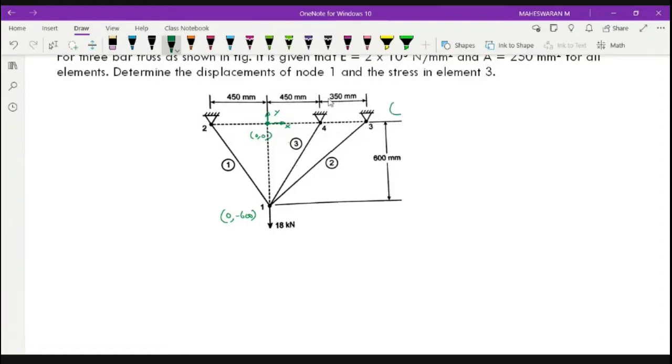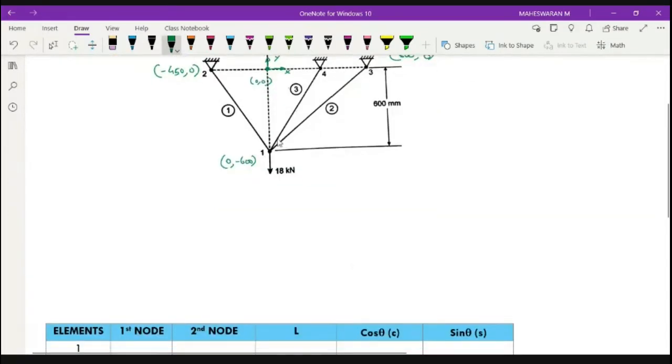This is 800, right? So 800, 0. And what is this one? This is 450, 0. And this is minus 450, 0. These are my nodal points, right? We'll go one by one. Let me consider the first element. My first element is like this. This is my element 1, which is connecting 0, minus 600 and minus 450, 0.